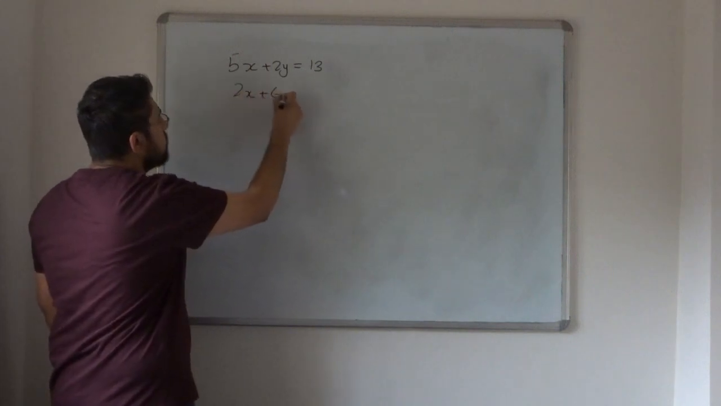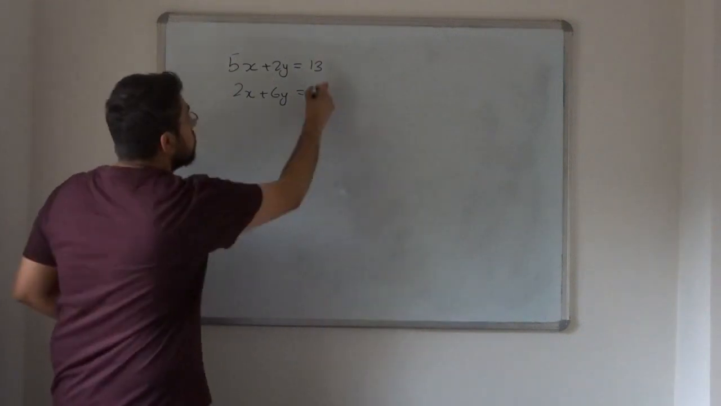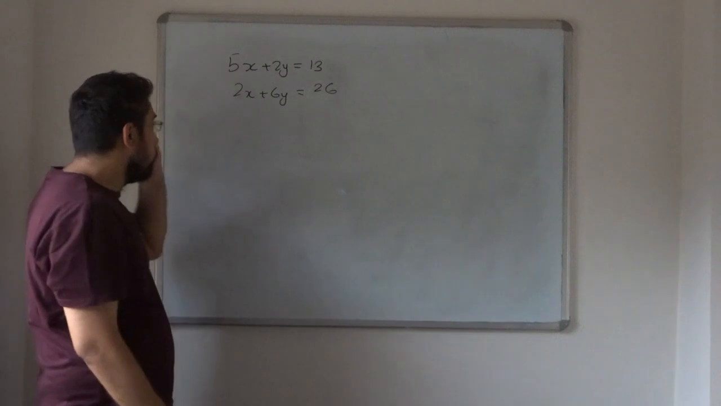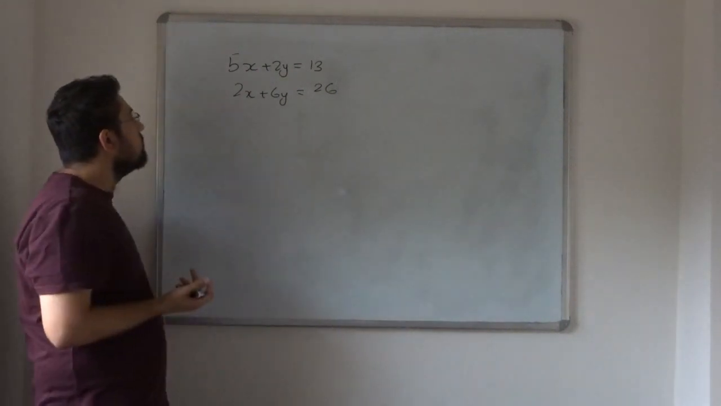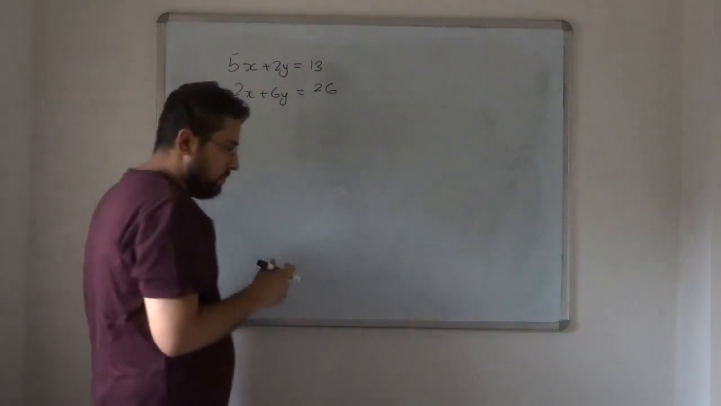2x plus 6y equals 26. Okay? So now you can try this. So now guys, this is also easier. So remember what I told you in the first example.